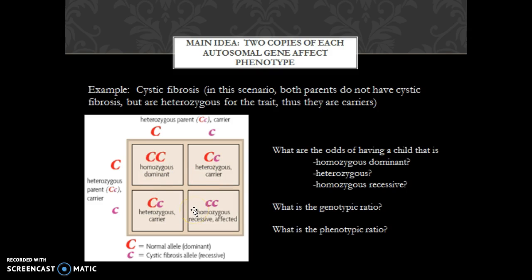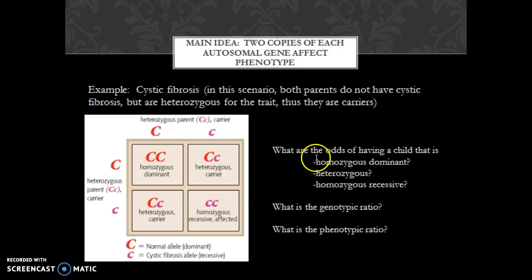We can see that this one, he's fine, he's homozygous dominant. These 2 are fine, they're heterozygous, so they do not have cystic fibrosis, but they would be carriers. And then we see this one right here, little c, is homozygous recessive. So these 2 parents could have a homozygous recessive child.